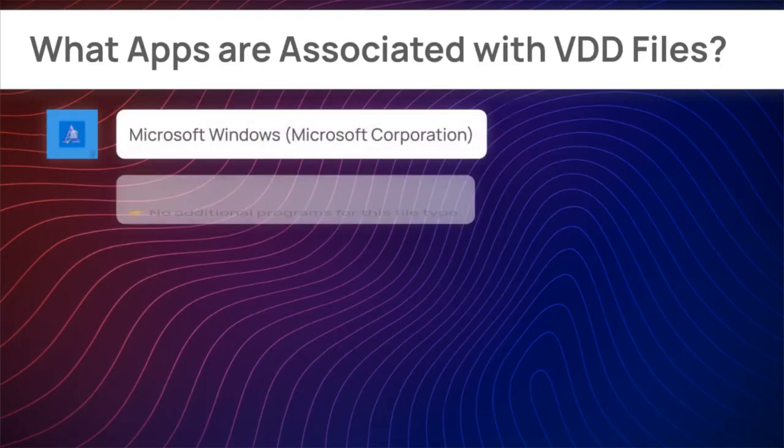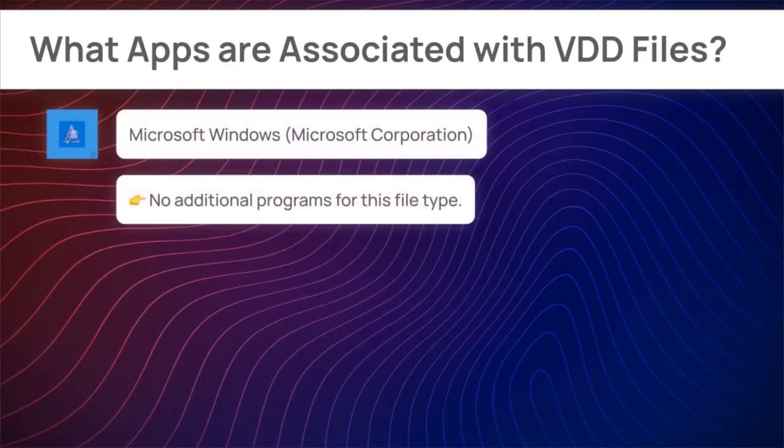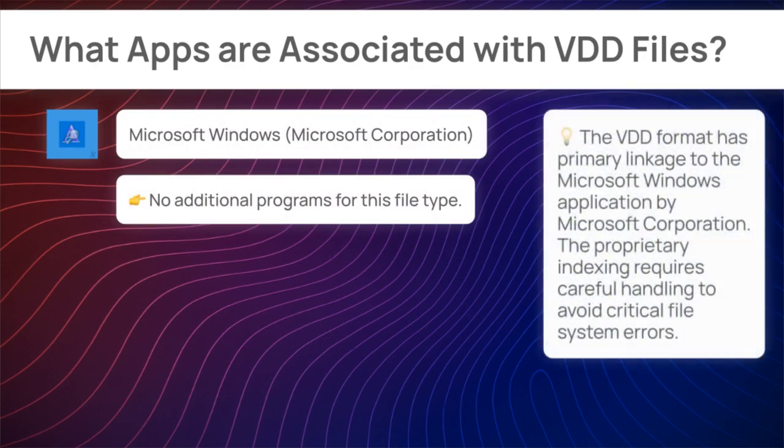The reference software for validating VDD integrity is Microsoft Windows from Microsoft Corporation. The file's internal manifest must be processed by a trusted system-level application. Windows safeguards them because the OS cannot function properly without them.